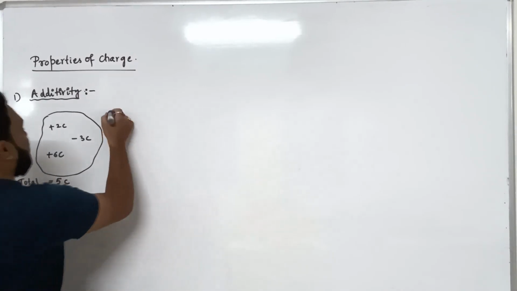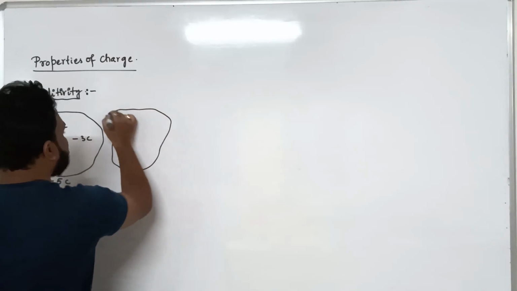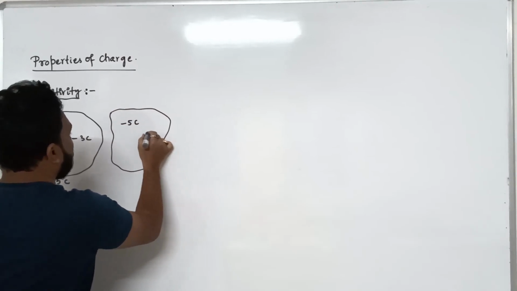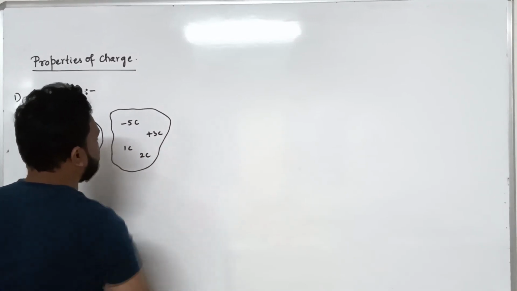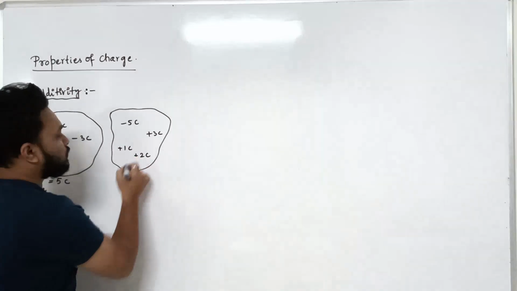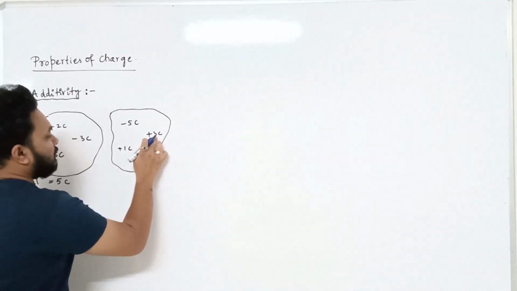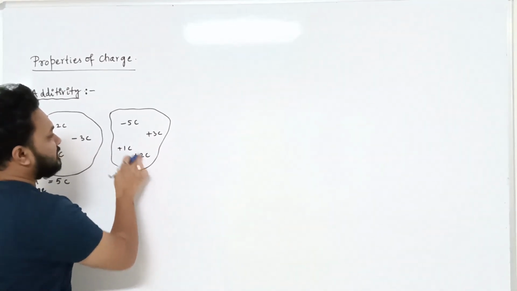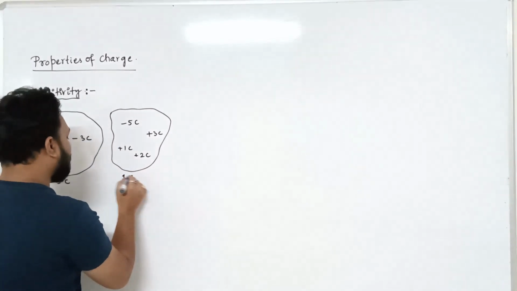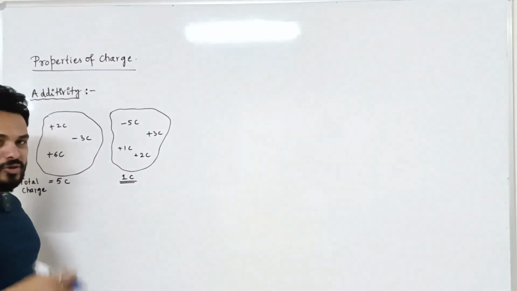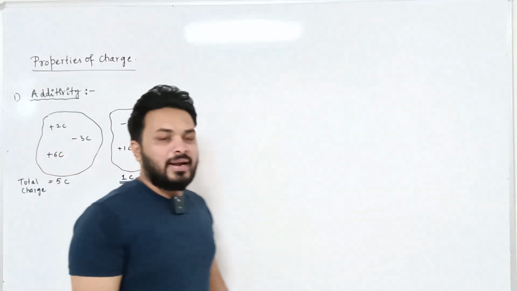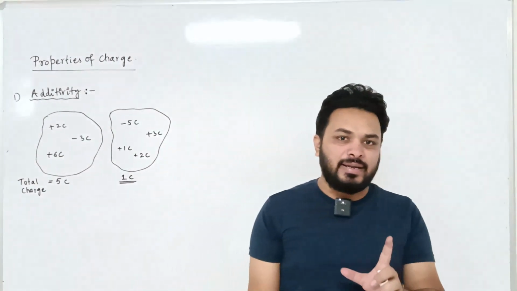Understood? Suppose, let's say this body has minus 5 coulomb, plus 3 coulomb, plus 2 coulomb, plus 1 coulomb, plus 2 coulomb. What is the total charge now? 3 plus 1 is 4, 4 plus 2 is 6, 6 minus 5, this is 1 coulomb. This is the total charge. With simple algebraic addition, we are adding. This is one property, that is additivity.